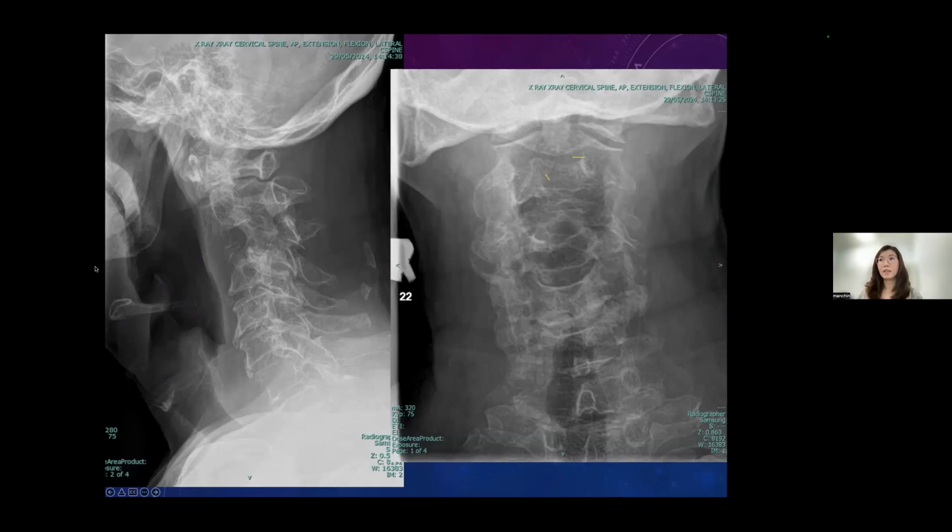What about this? Cervical X-ray, neck pain, no history of trauma. Spondylosis. Who answered spondylosis? Dr. Betty? Yes, correct. Definitely will have spondylosis. Okay, what else? Do you see something is actually missing? I already told you there's something missing. So what is missing here?